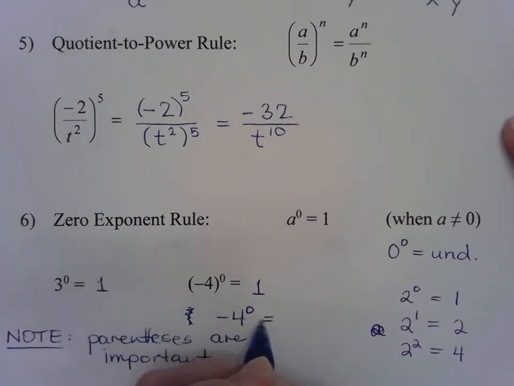So I have 4 to the 0, which is 1, but then I have this negative out front. This is the only case, if I don't have the parentheses, when I would get something different than 1. Everything else was going to be that 1 according to this rule.